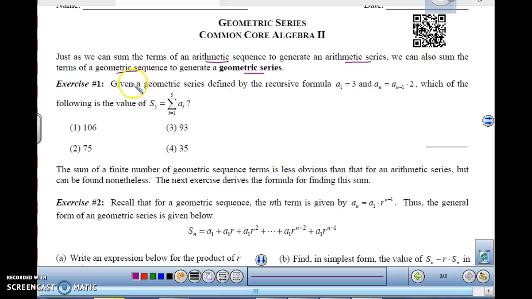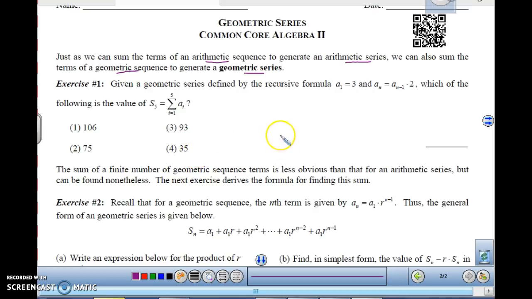All right, now given a geometric series defined by the recursive formula, a of 1 equals 3 and a of n equals a of n minus 1 times 2, which of the following is the value of S of 5, or the sum of the first 5 terms of this sequence?